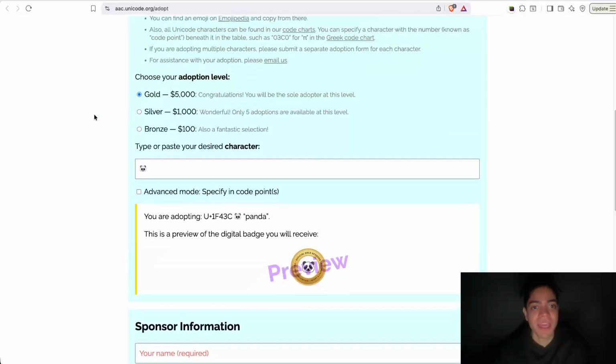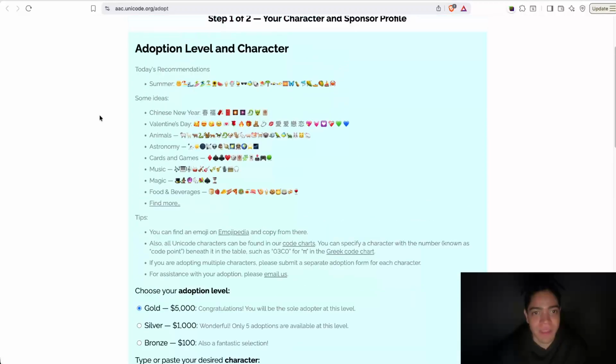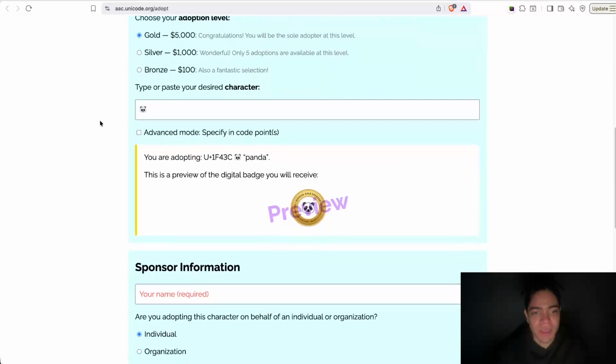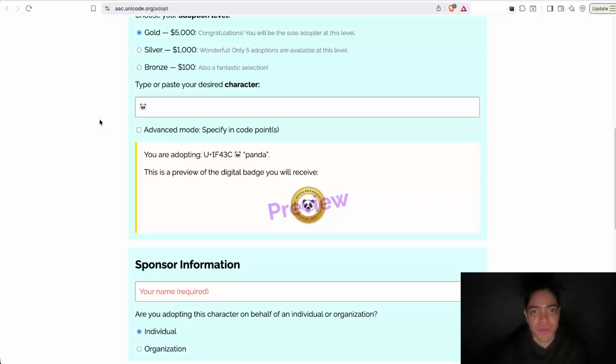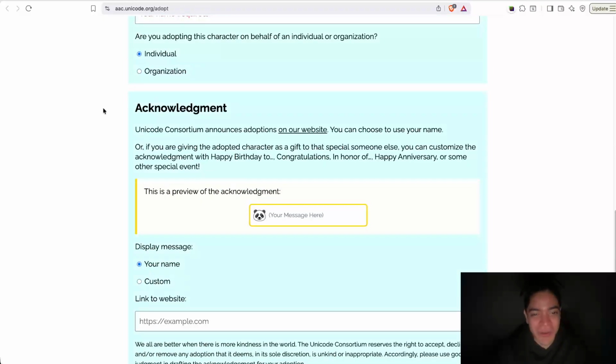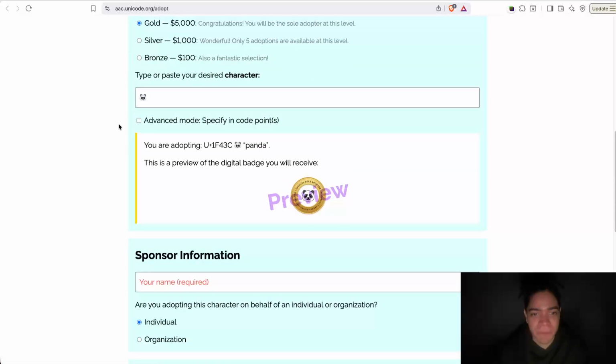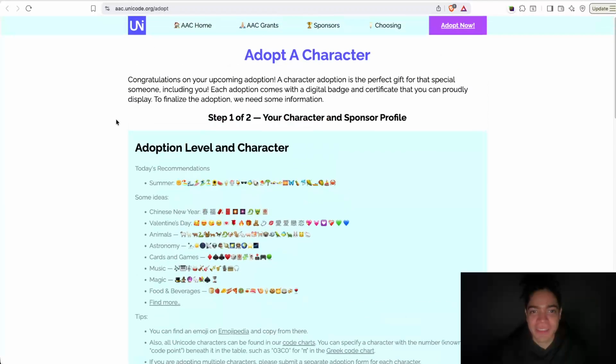Okay. Adopt a character. So it's up for sale, bro. Choose your adoption level. Okay. You will be the sole proprietor at this level. They're gonna sell you tokens? They're gonna sell you characters, bro? Oh my god, that's laughable.